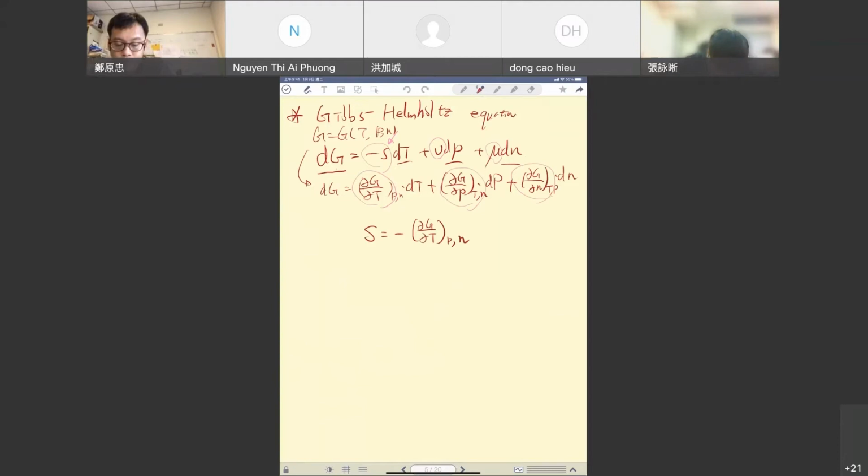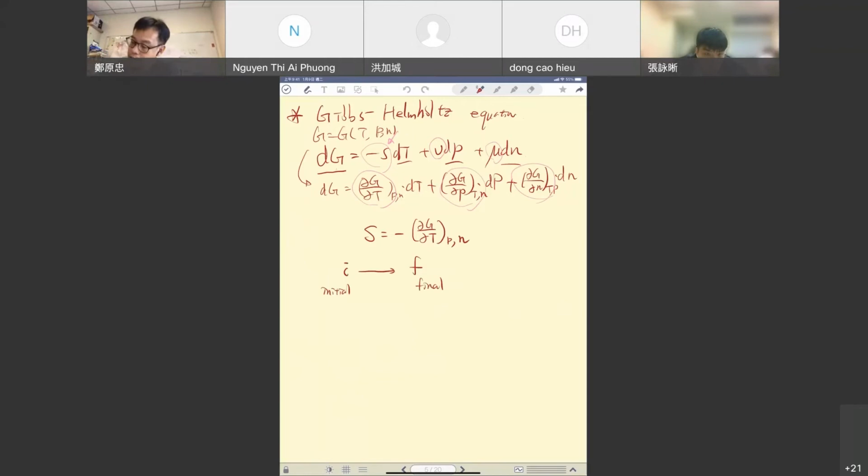Now we also very often want to determine not just G at a single point, but in a process, what's the delta G. So let's say we have the system going from some initial state to a final state.